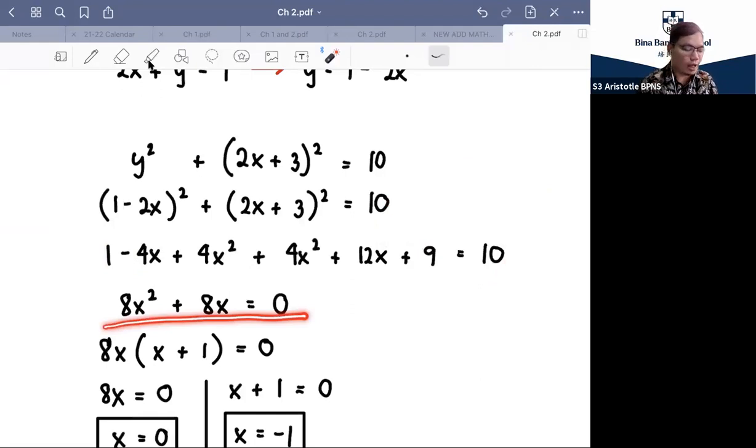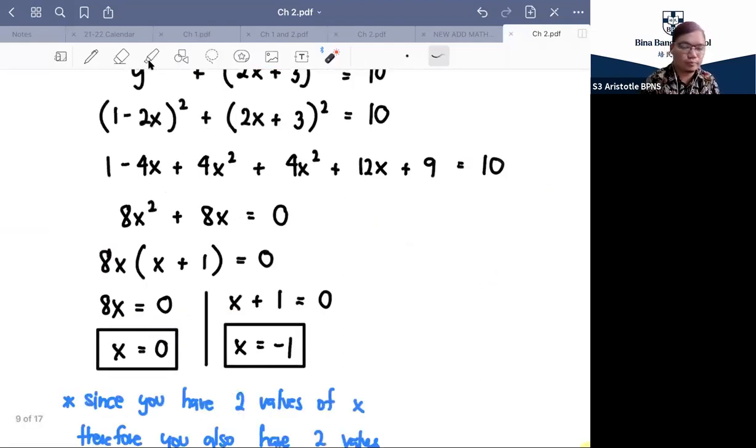Okay, no question? Now, how do we solve for x or x's? So we have 8x squared plus 8x equals 0. So what do we do? We factor out what?